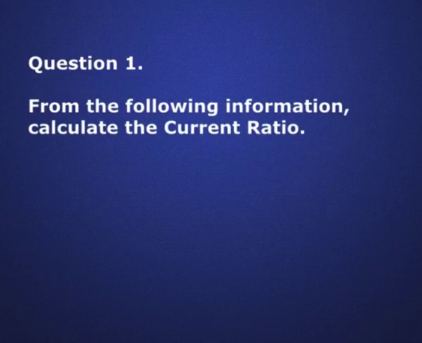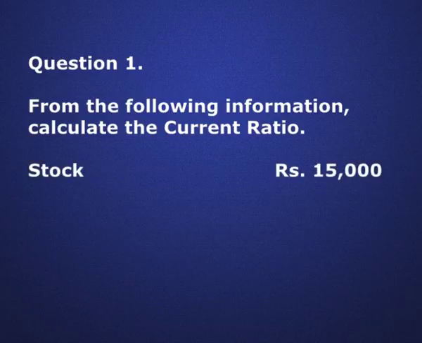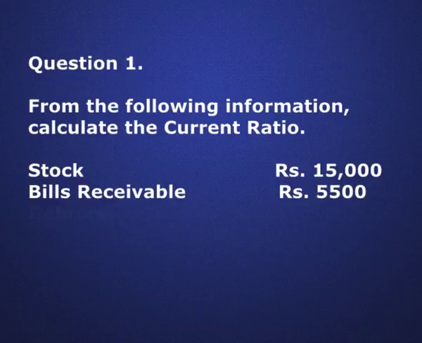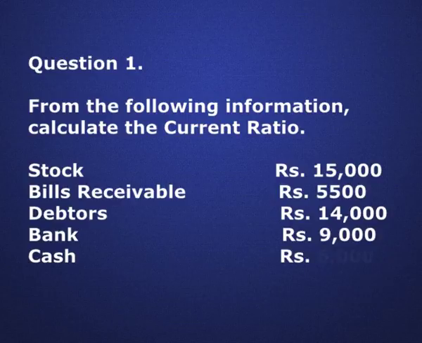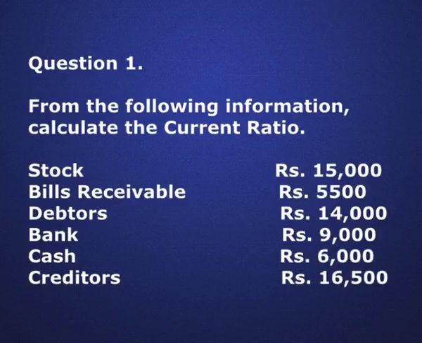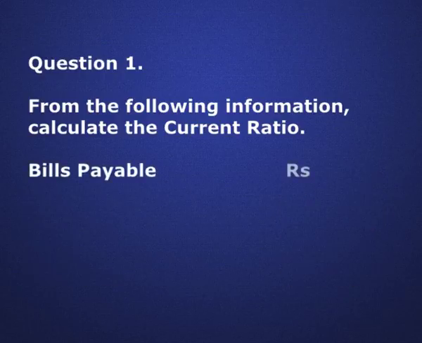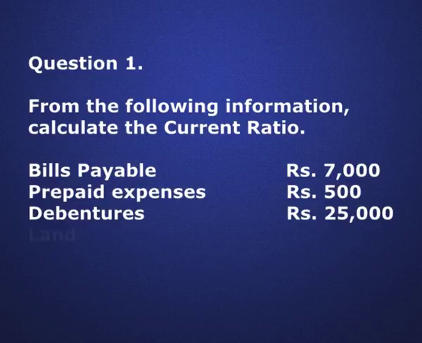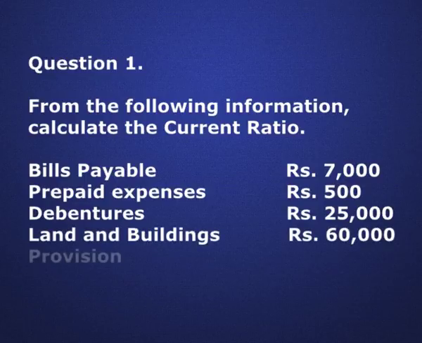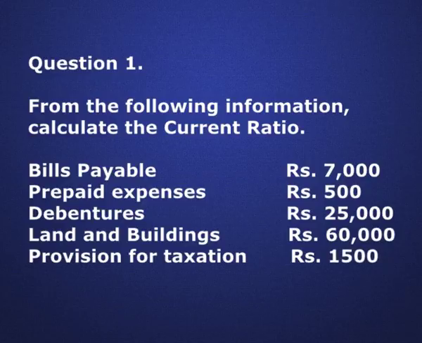Question 1. From the following information, calculate the current ratio. Stock rupees 15,000, bills receivable rupees 5,500, debtors rupees 14,000, bank rupees 9,000, cash rupees 6,000, creditors rupees 16,500, bills payable rupees 7,000, prepaid expenses rupees 500, debentures rupees 25,000, land and buildings rupees 60,000, provision for taxation rupees 1,500.